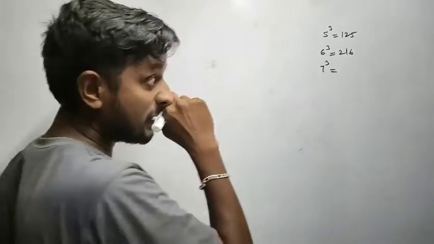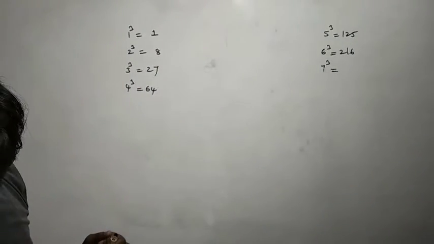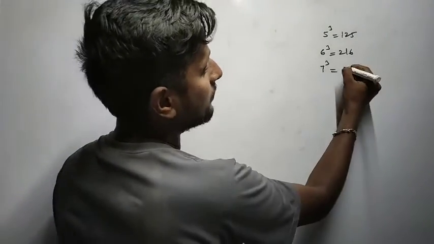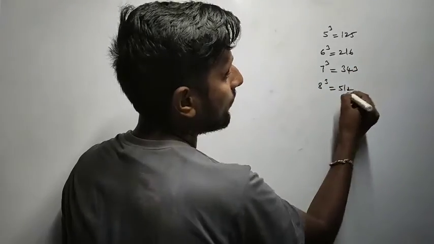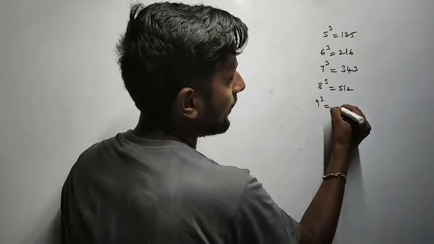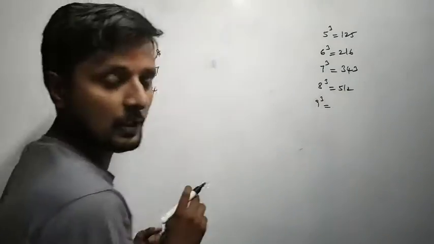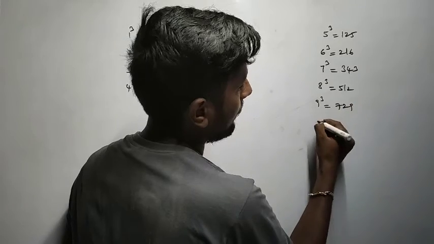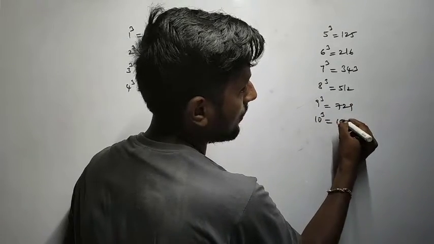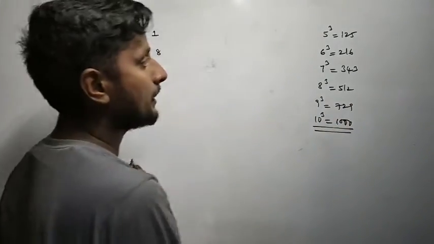7 cube answer is 343. Yes. And 8 cube answer is 512, and 9 cube answer is 729. Yes, 729, and 10 cube answer is 1000. Okay, these are the cubes.